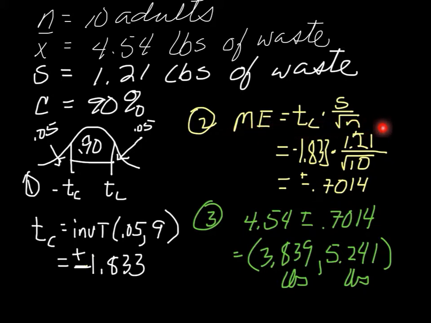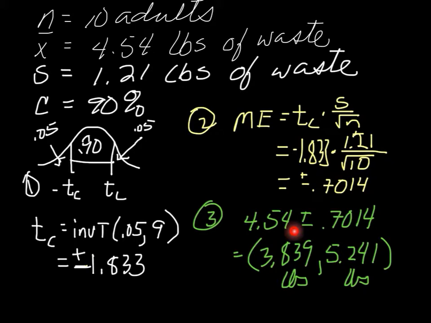Then you find the margin of error. There's the formula, with everything in the right spot. The margin of error is plus or minus 0.7014. And then what you do is you add and subtract that to the sample mean. And so our 90% confidence interval ranges from 3.839 to 5.241 pounds.